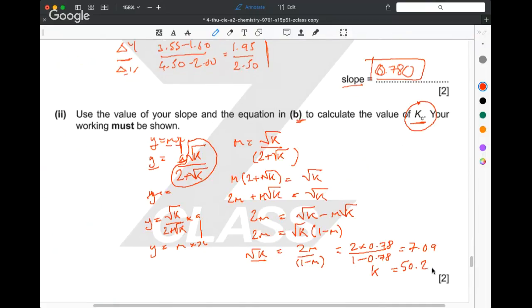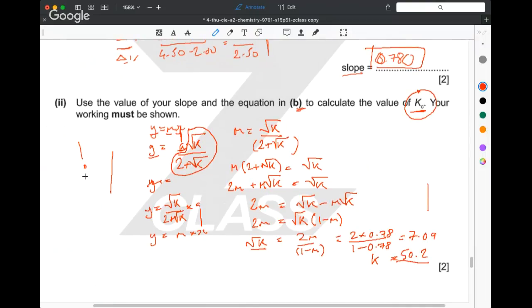Now, you might have got slightly different values because your gradient might have been slightly different to mine. It won't be wildly off, but that process of spotting that the equation that we had in B mapped against y equals mx plus c. C is 0, y equals mx, m is the square root of k over 2 plus the square root of k. You rearrange, you make k the subject of the equation, and you end up with a value down here. Now, that, again, the examiner said the students found that difficult.